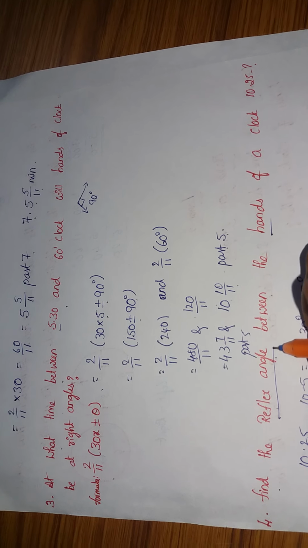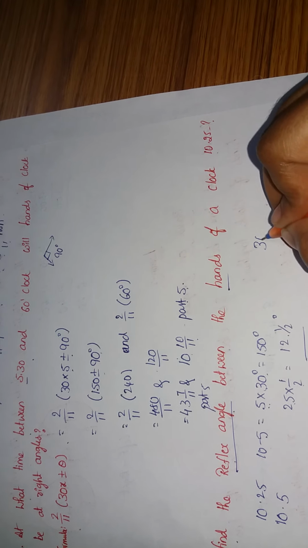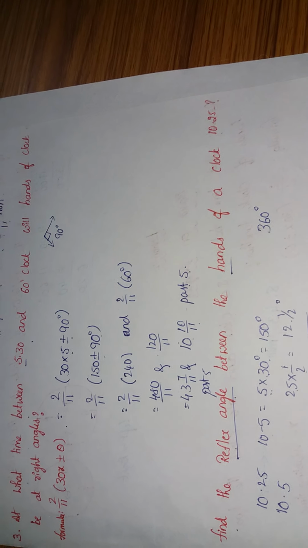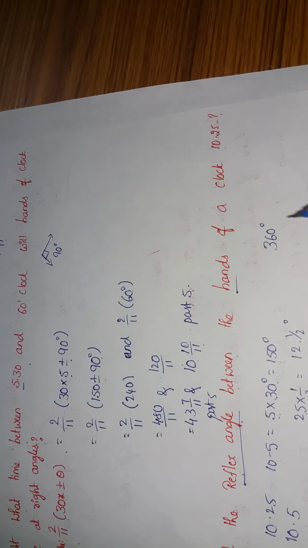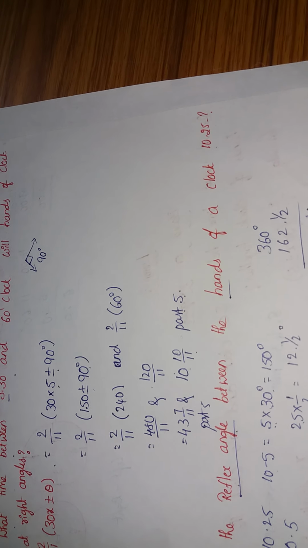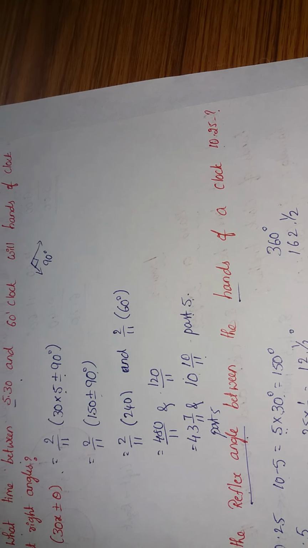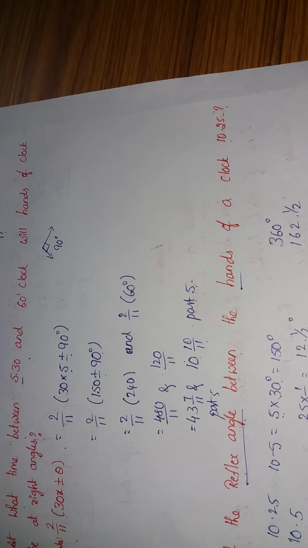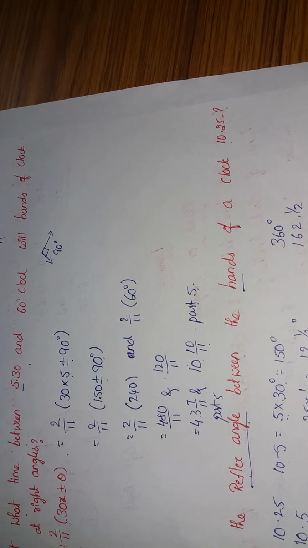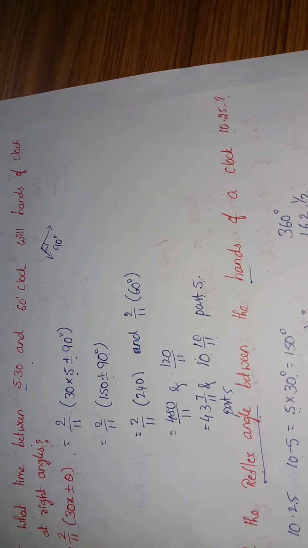Here we have to find the reflex angle. So we have to subtract 162 and a half degrees from 360 degrees. So we can get a result of 197 and a half degrees. So here reflex angle means 360 minus theta.